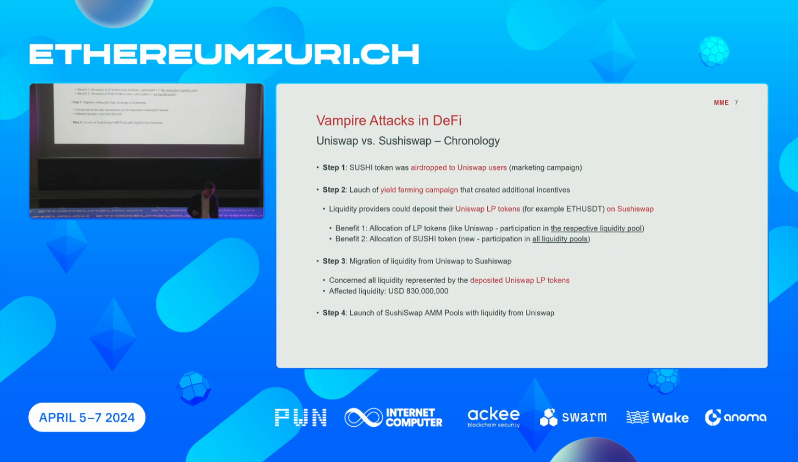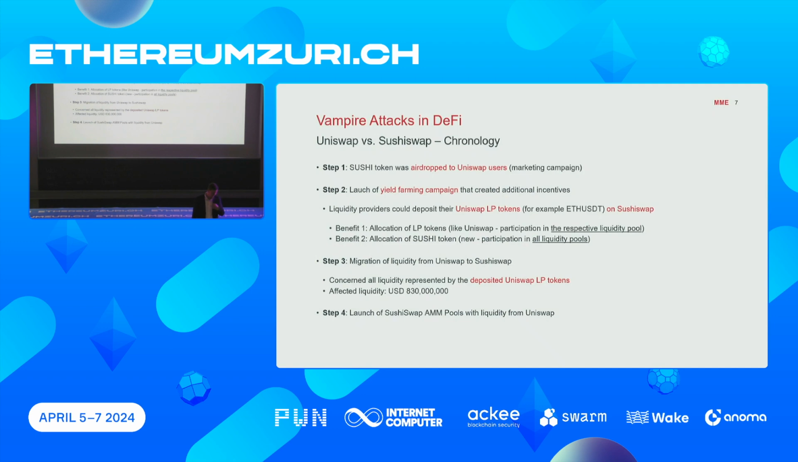Now, how did the attack work? In the first step, it was basically just a marketing campaign. The Sushi token was airdropped to users of Uniswap. They probably woke up in the morning and said, wait, I have this new token. What's that? They Googled it. And then step 2 was the launch of a yield farming campaign.